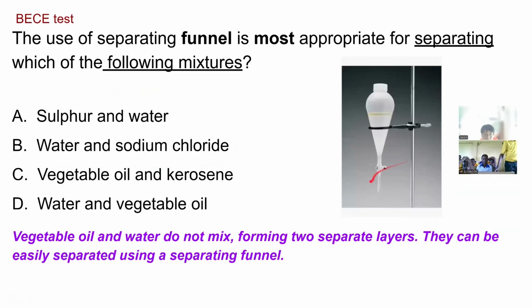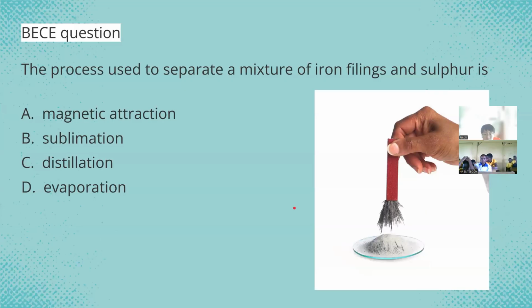Oh, yes, that is correct. D is the right answer. Great job. It's water and vegetable oil because they do not mix together and they form two layers. So that is why they can easily be separated by a separating funnel. Yeah, that is right.